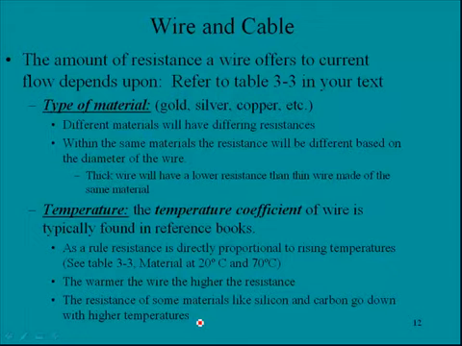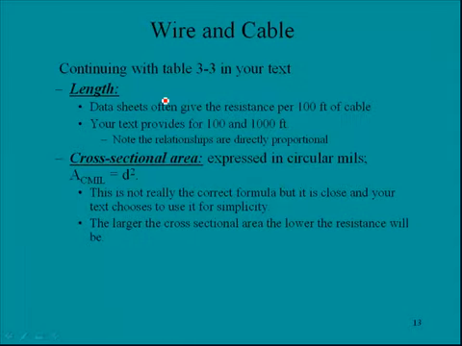Okay, the amount of resistance that a wire offers to current flow depends upon, and then there are 2 more items here, the length. Data sheets often give the resistance per 100 feet. Your text provides for 100 and 1,000. Now this has to do with the resistance. So just for example, if you had 100 feet of wire, and let's say that it had 5 ohms of resistance in 100 feet, if you extend that out to 1,000, it's going to be 50. So it's a directly proportional relationship.